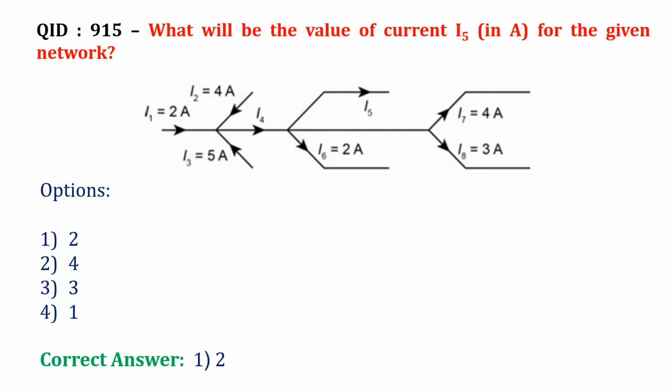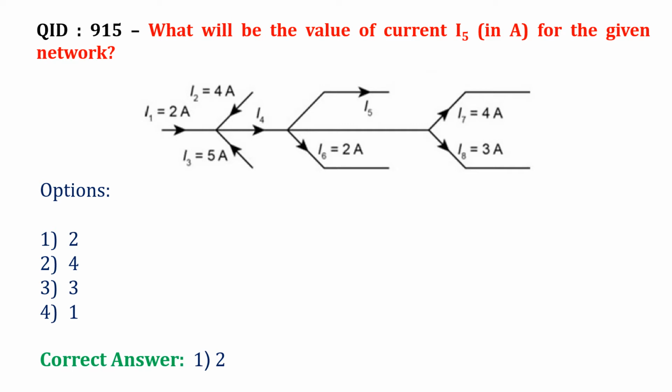Question number 915. What will be the value of current I5 in amps for the given network? They have given one network, and in that network we have to find the I5 current. To solve this problem, we have to apply Kirchhoff's current law. They have given 4 options, so we will see what is the correct option.